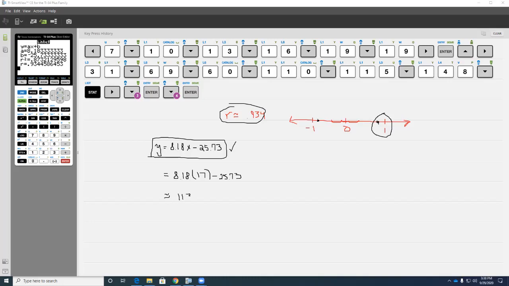Now this is just an estimation based on this line of best fit, but I have a lot of trust in this model because of the high R value. So I would estimate that a 17-year-old would be able to throw a baseball about 113 yards.